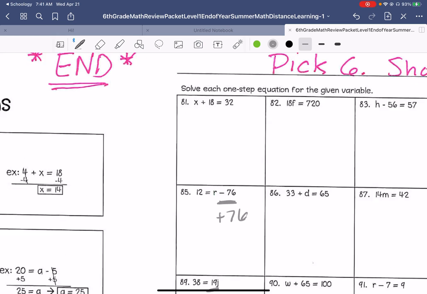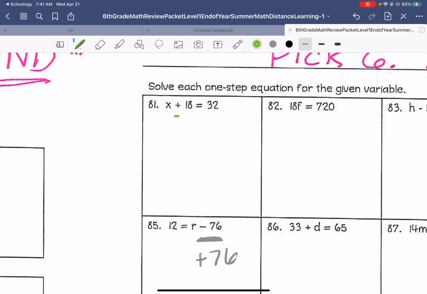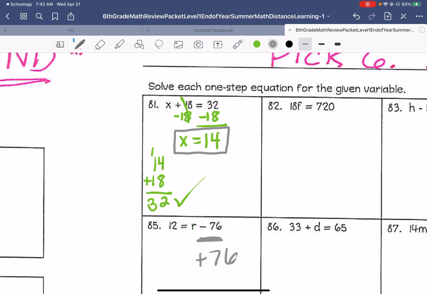So if we look at number 81, subtract 18, because opposite of adding 18 is subtracting. Subtract 18 here, comes out to be 14. X equals 14. To check it, 14 plus 18, carry it, is 32. That's your correct answer. I'm going to box that off, make sure I know that is the answer. Box it off, make it known.